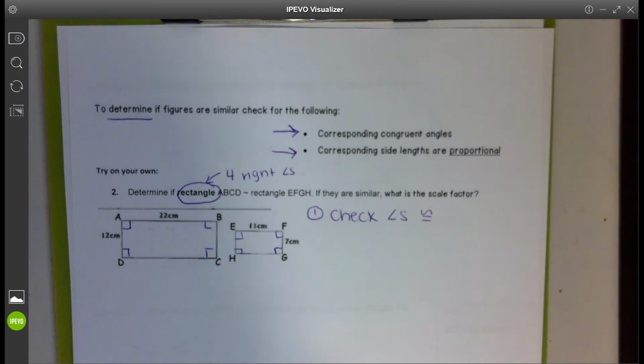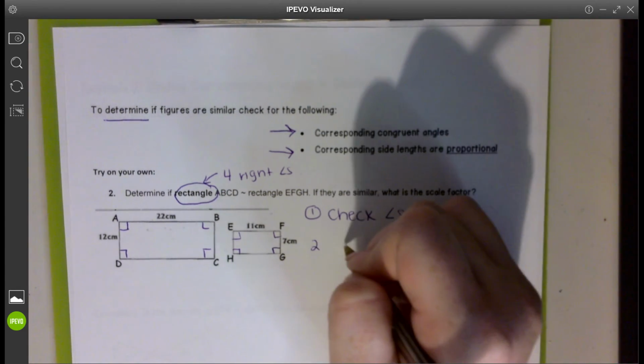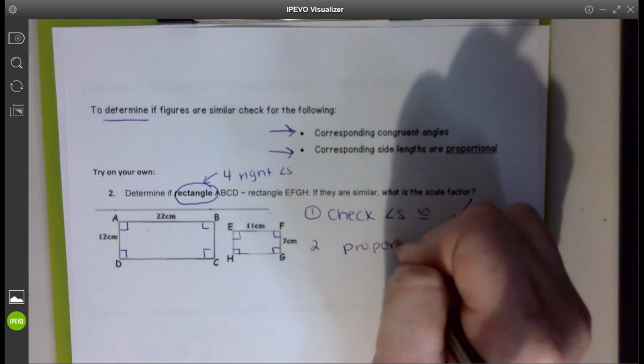All right, so looking at the diagram, does this meet number 1? Are all the angles, pairs, congruent? Does A match E, B match F, G match C, and so on? Does that work? And the answer is yes. So now we're going to move on to number 2, and we're going to check if the sides are proportional.